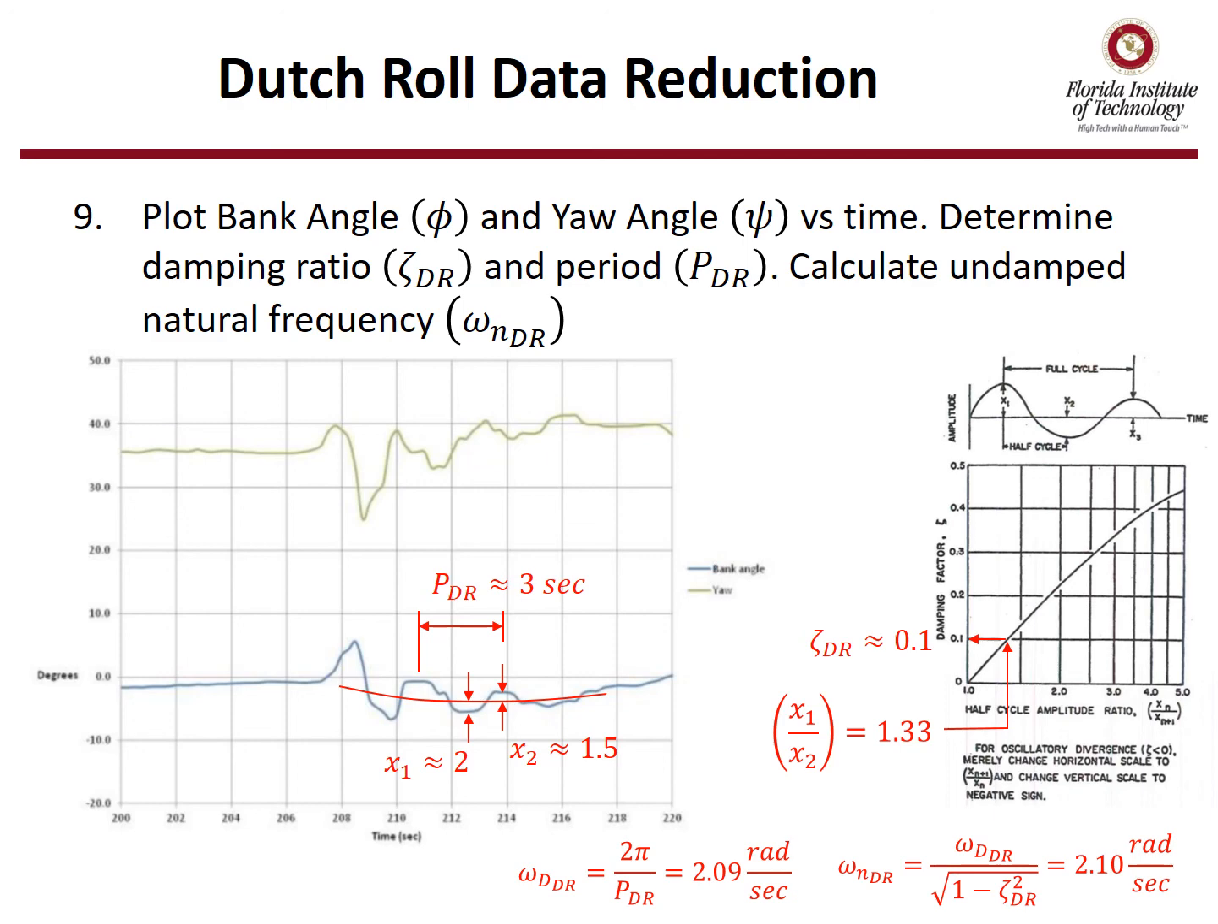half cycle amplitude is about 1.33, and using that chart on the right, 1.33 goes in on the x-axis, and you'll see that the damping ratio is approximately 0.1. The damped natural frequency is 2 pi over the period, or for this example it's 2.09 radians per second. And to get the undamped natural Dutch roll frequency, use that equation shown with 2.09 in the numerator and the square root of 1 minus 0.1 squared in the denominator, or 2.10 radians per second.